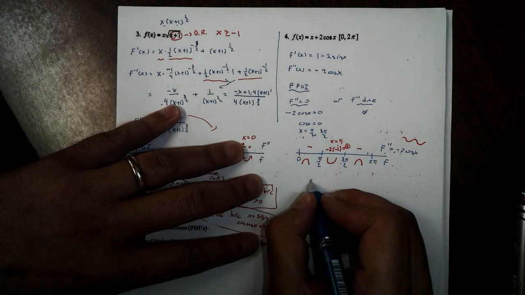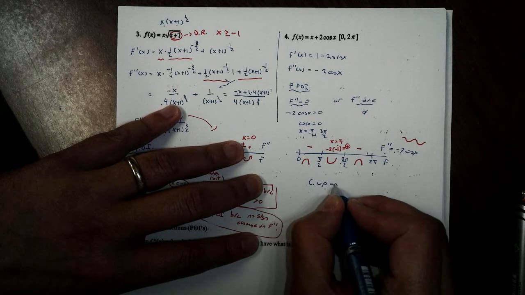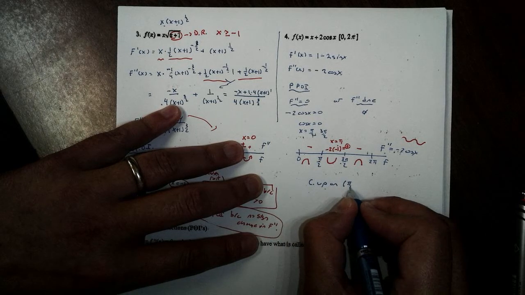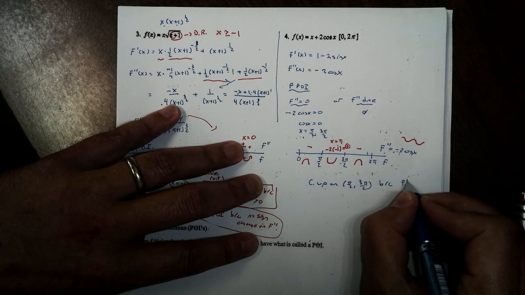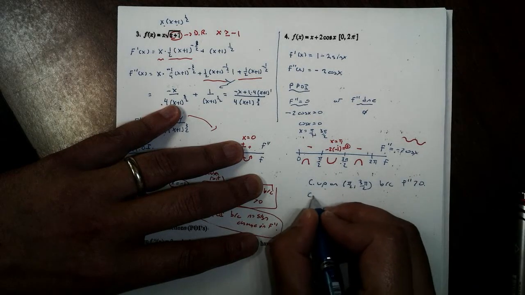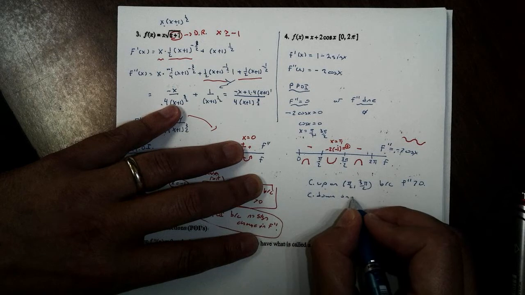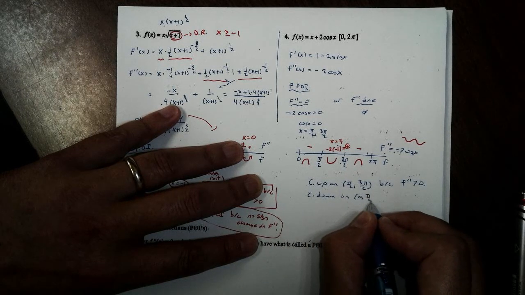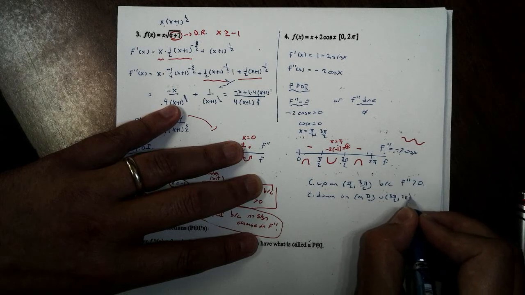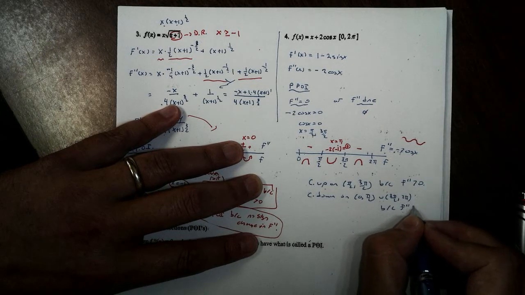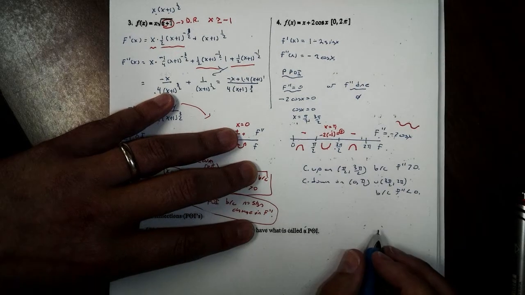So we can now answer, this function is concave up on the domain pi over 2 to 3 pi over 2, and that is because the second derivative is positive. We are concave down on the domain 0 to pi over 2, or 3 pi over 2 to 2 pi, and that is because the second derivative is less than 0.